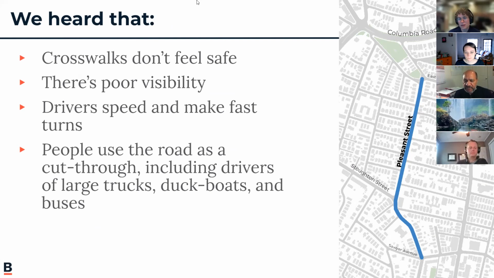There was a perception that drivers were speeding and making fast turns, particularly the turns coming off of some of the side streets and onto Pleasant Street, and in particular at the East Cottage Street intersection. And finally, people said that they feel people are using Pleasant Street as a cut through, and that some of those drivers include those who are driving large trucks and duck boats and buses.